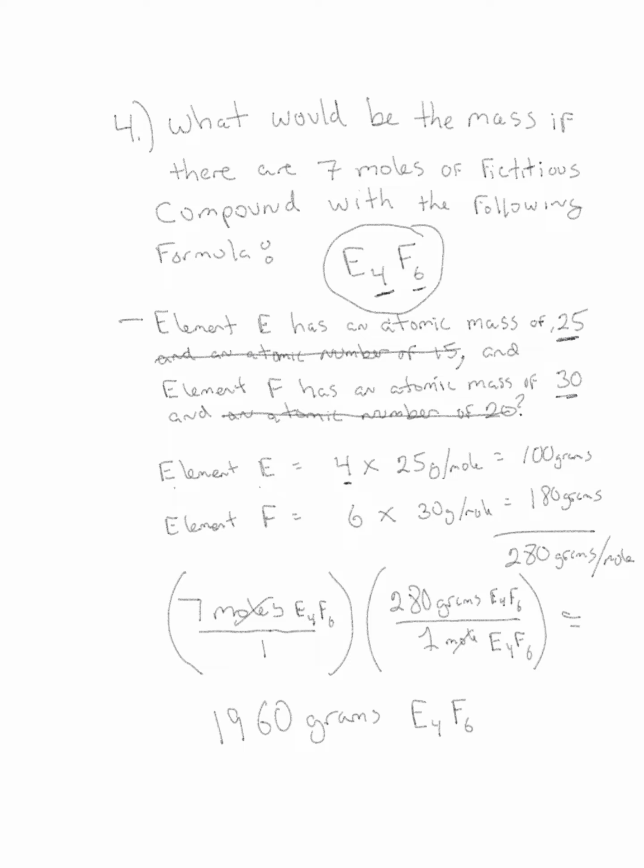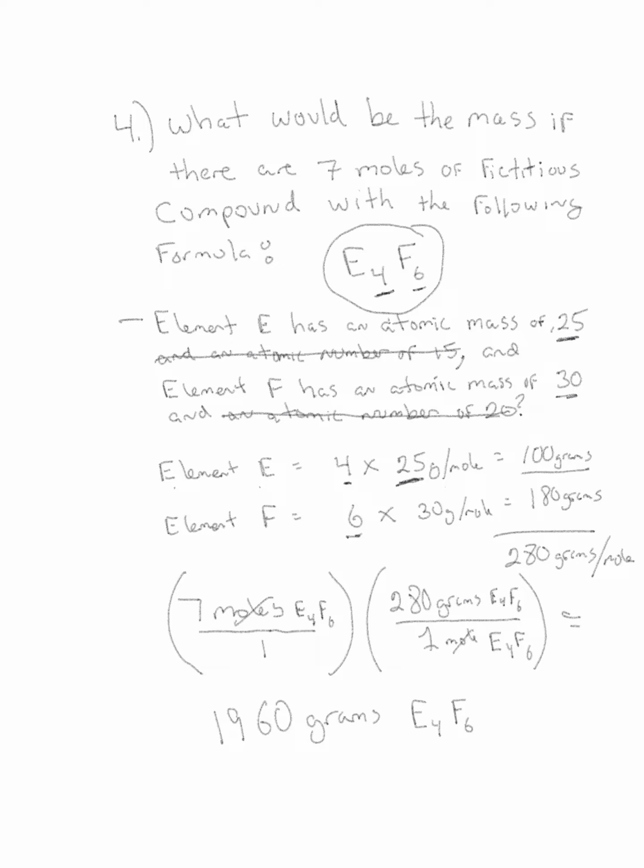And element F, we have 6 of them. So we're going to multiply both of these times their atomic mass, or molar mass, so grams per mole. So the 25, where did I get this? That's the atomic mass. And remember, the atomic mass for the mole of an element is always going to be grams per mole. So in this case, I'm multiplying 4 times 25 grams per mole, and I'm going to get a total of 100 grams.